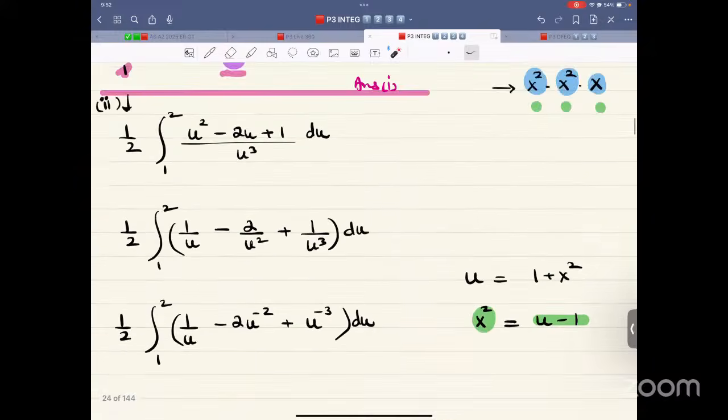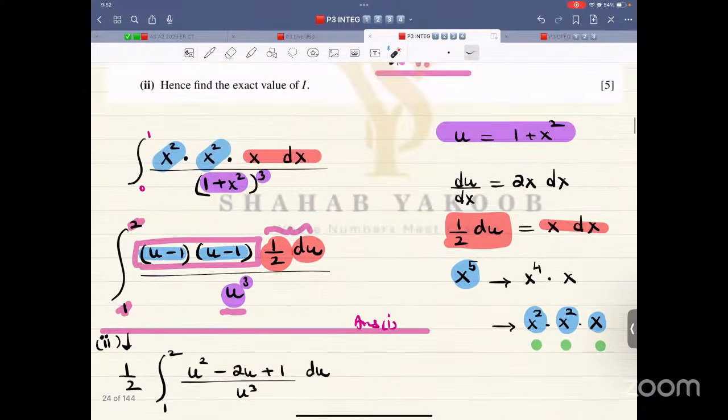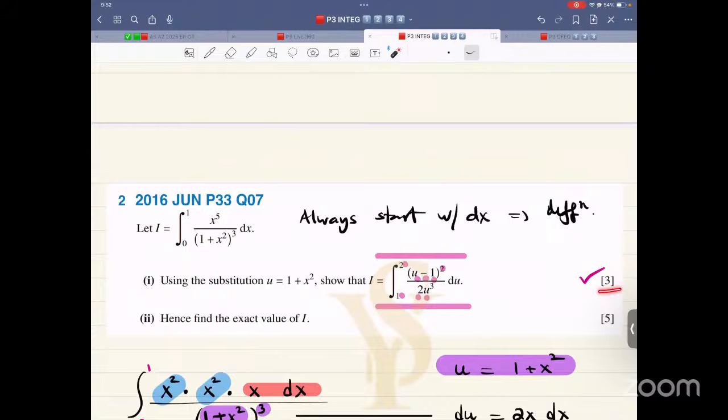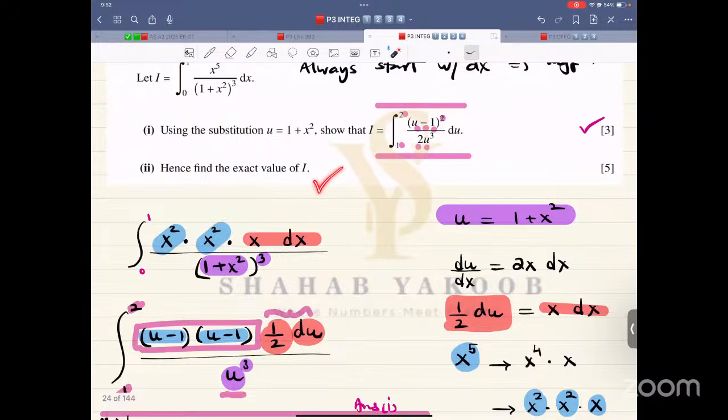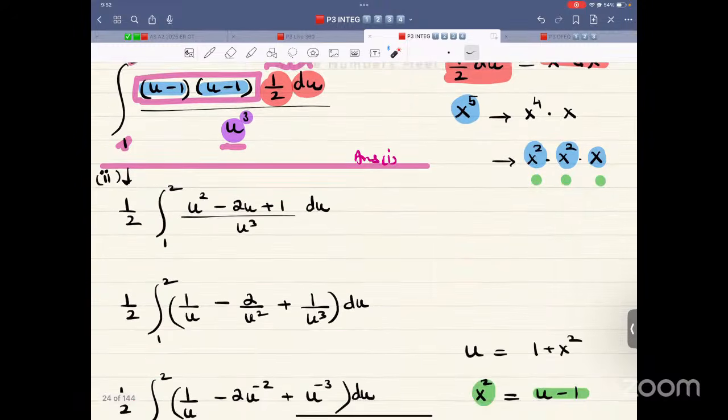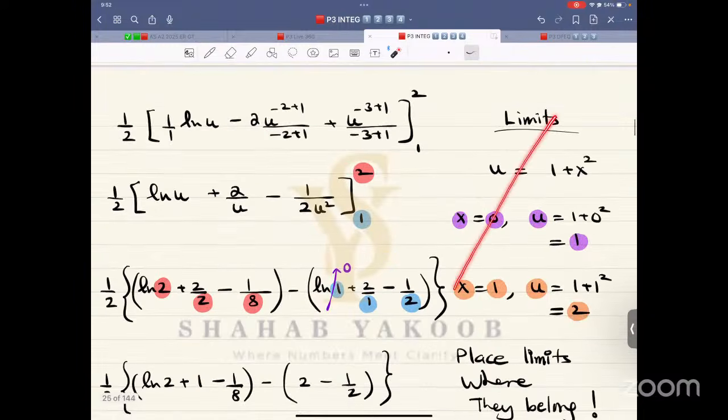Now let's scroll up. First thing, this was 3 marks. That is: using the substitution, show that. Hence, find the exact value. Now, when we are solving something, we are in a mode where we keep on doing things. But it's a good idea, and consider it compulsory, to have a good look at it. That means stop where the first part was being asked. So up till here was the first part, that was 3 marks, including this limit thing.